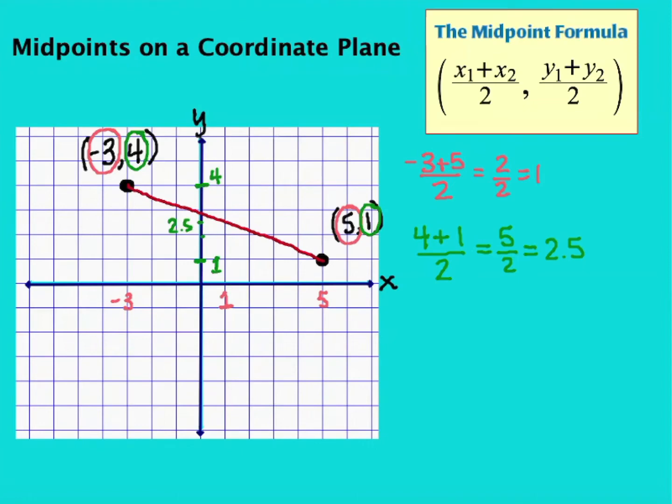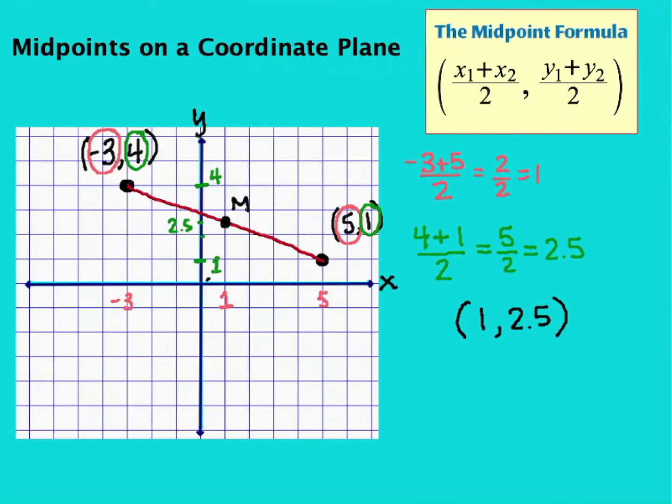And would you believe that by finding those two averages, we just found the midpoint? The average of the two x values was 1. The average of the two y values was 2.5. If we graph the point (1, 2.5), that puts us right here, exactly at the midpoint.